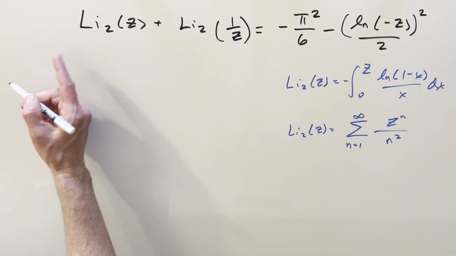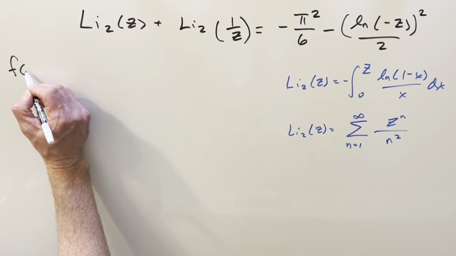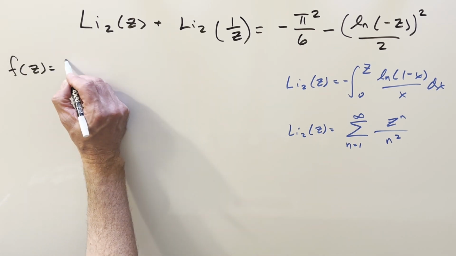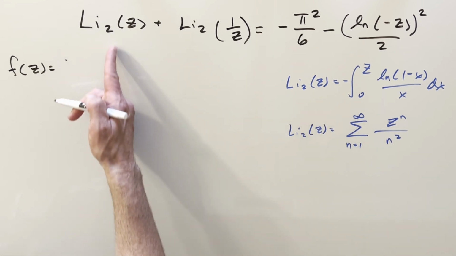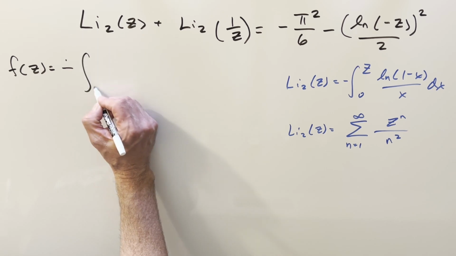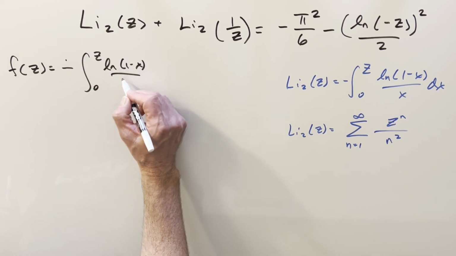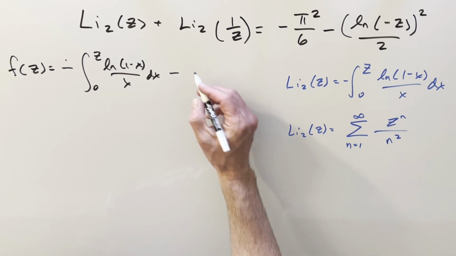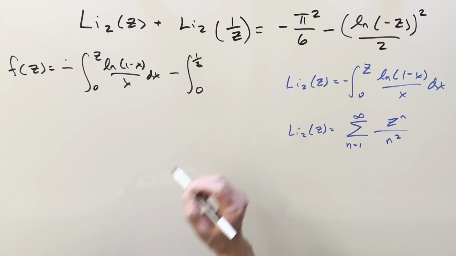I'm going to create a function out of all this stuff, and it's going to be in terms of z. So we're going to have our function in terms of z that we're going to start with. And then when I do this, let's put this into the integral notation. So this is exactly this right here. So we're going to have minus integral from 0 to z ln 1 minus x over x. For this next one here, we just need our input on it to be 1 over z. So that'll be our upper bound there.